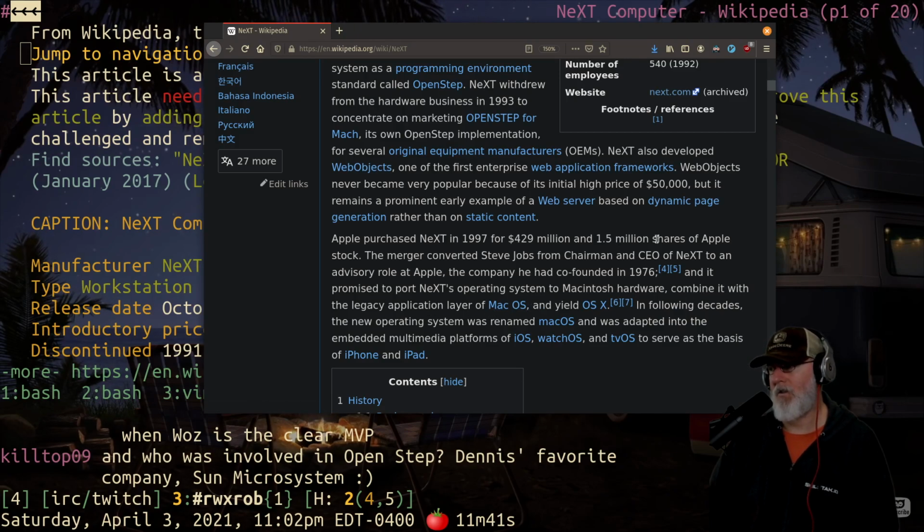So I think Woz never left. If I remember right, Wozniak never left Apple. He stayed there even when it was having trouble. If I remember right, I should probably go read about that.